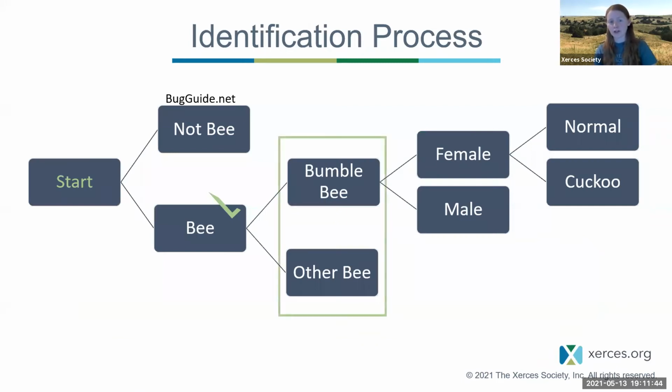So the next step here, after we've figured out that we have a bee, is to figure out if it's a bumblebee or some other kind of bee. If you have a different kind of insect, you can go to bugguide.net. There's a lot of different images on there that can help you figure it out. iNaturalist also works very good for this. You can upload an image and somebody can help you identify what it is.